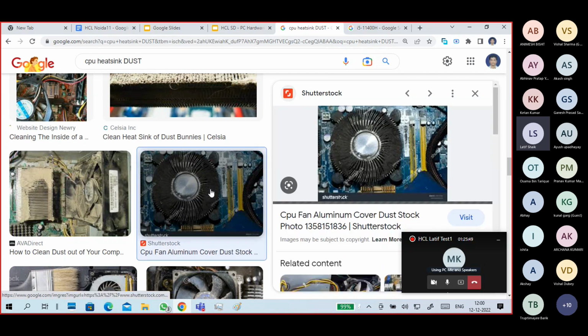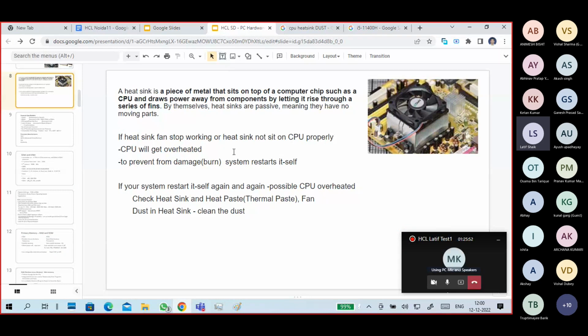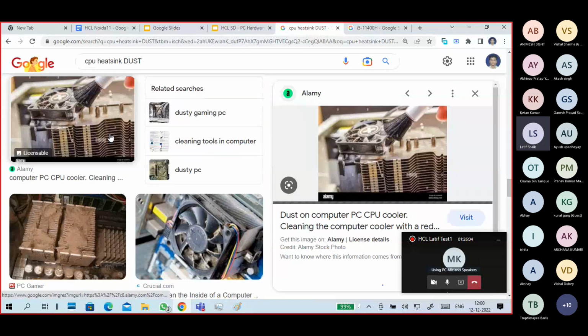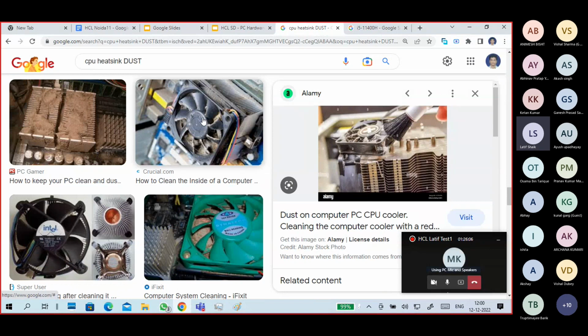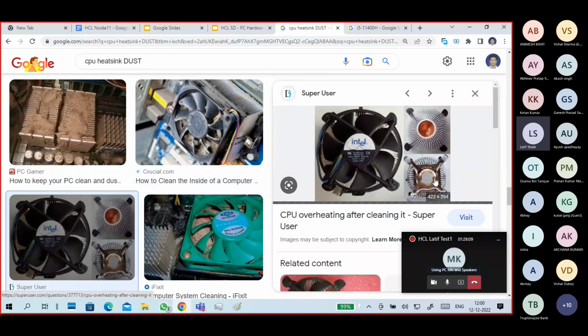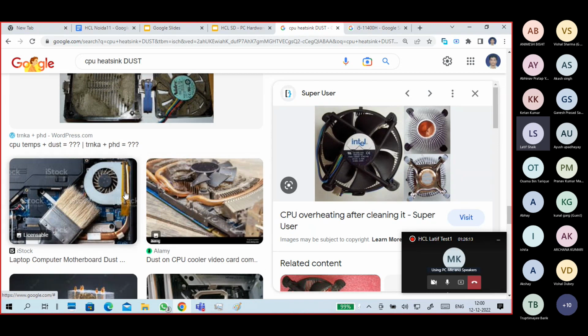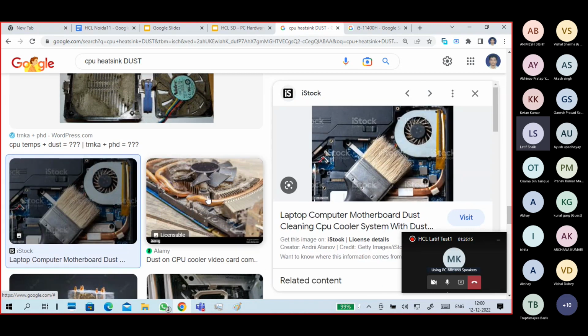So the reasons: the heatsink paste is not there, or maybe the heatsink is not sitting properly, or the heatsink fan, and dust. So you have to clean it properly. Open your heatsink, check whether the heatsink paste is there or not. If it is not there, buy heatsink paste and apply it. Guys, I am talking about a normal desktop computer, but it is also the same for a laptop.